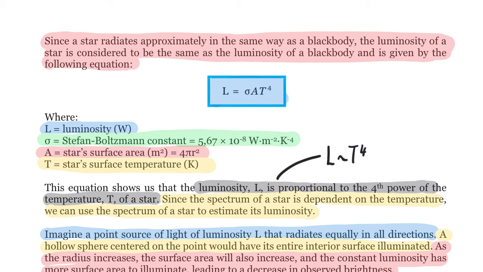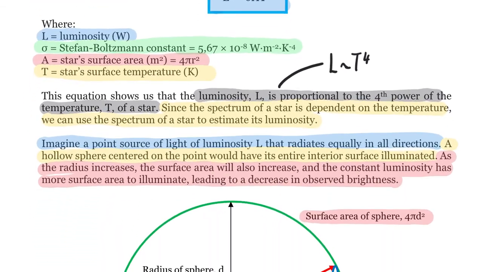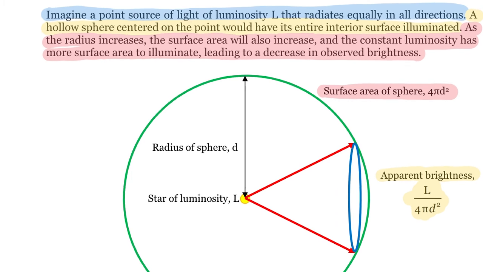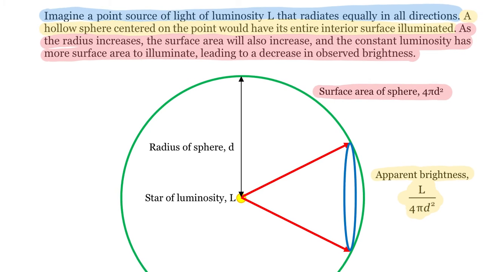Now, we're going to look here at a little bit of mathematics, which is fine because we are doing AP physics. So imagine a point source of light of luminosity L that radiates equally in all directions. So here we've got a point source. Now, because a star is so far away from the Earth, we can view it as a point source, even though the stars are millions of times the size of the Earth. Because they're so far away from us, they can be viewed as point sources.